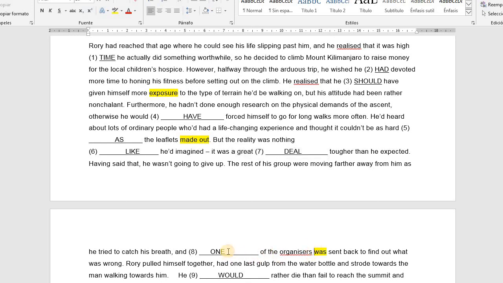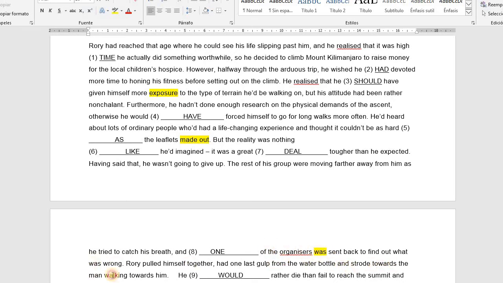One of the organizers was... Some of you wrote several or two or some or none. Now I think someone wrote none. I stopped the video to consider this. Rory put himself. It could be none of them was, but normally when it is none of, it is plural. But it could be; I've seen none with was.